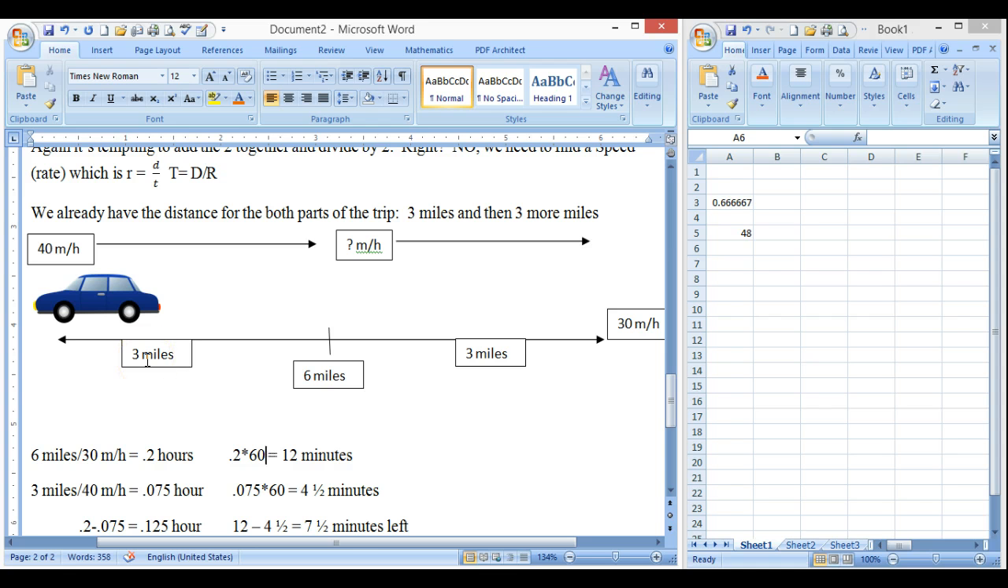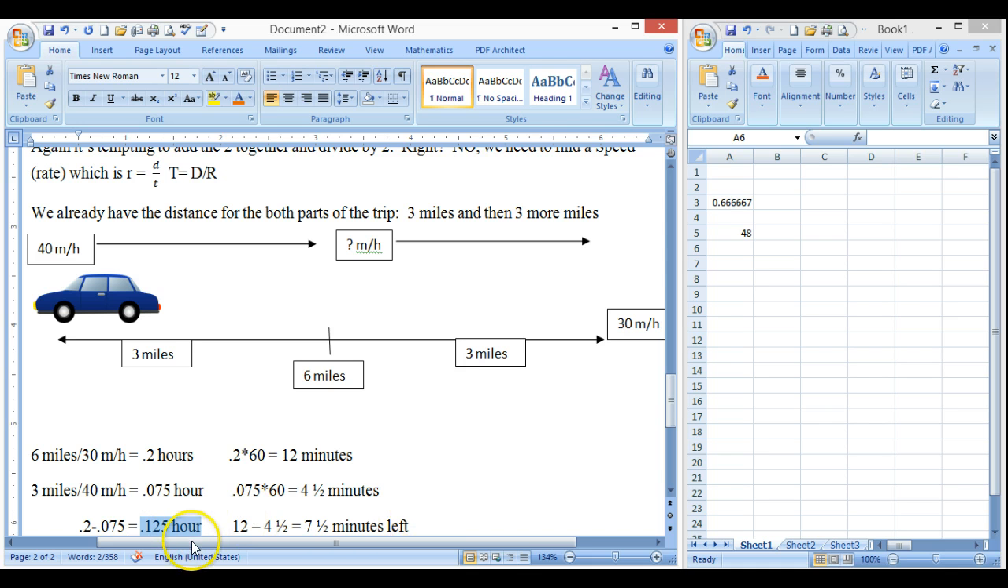So we have 3 miles. Divide that by, again, remember distance over rate, 40 miles an hour, or we can think of it as 1 hour over 40 miles, gives me 0.075 hours. And again, if you times it by 60, you'll kind of see that it's 4.5 minutes. That gives me the tools I need to find how much is left of the trip, how much time I have to work with. So I have 0.2, subtract 0.075 gives me 0.125 hours left, or 7.5 minutes.